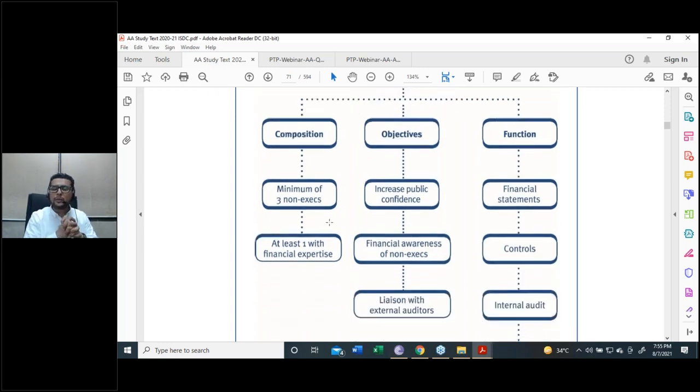The audit committee will ensure that they are a platform for the external auditors. So if there is an audit committee, the external auditor is not going to have discussions with the executive management. Rather, the external auditor is always going to come up in front of the audit committee. So what's the objective of audit committee? They will increase the public confidence. They will increase the awareness of non-executive directors, the financial awareness of the non-executive directors.